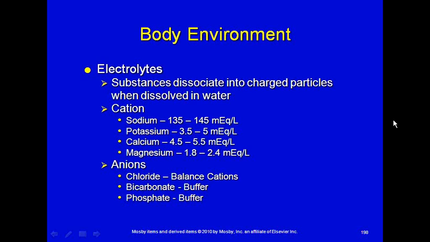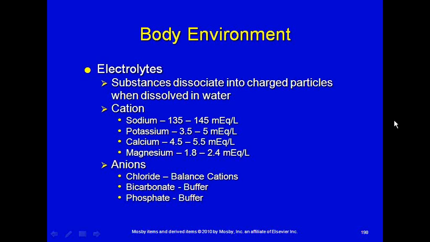So as I look at the electrolytes in the body, these are substances that have positive or negative charges, and they dissociate into charged particles when you dissolve them in water. And it's the charges of these particles and the combination of cations and anions that are important in allowing for good nerve impulse formation and transmission, muscle contraction, as we'll see, and fluid balance in the body.